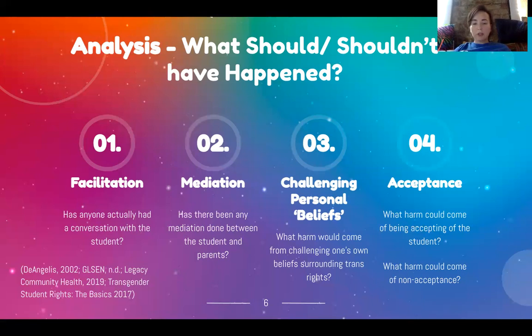So 3, I have challenging personal beliefs. And my question here was, what harm would come from challenging one's beliefs surrounding trans rights? So research really shows that having just one person in a queer child's life who is supportive of who they are reduces the risk of self-harm and suicide within the queer community, especially amongst queer youth. So thinking about it this way, what harm would come to these teachers or the counselor themselves if they sat down and did some scientific research about trans rights and trans individuals? They might not change their minds, but they might end up saving somebody else's life.